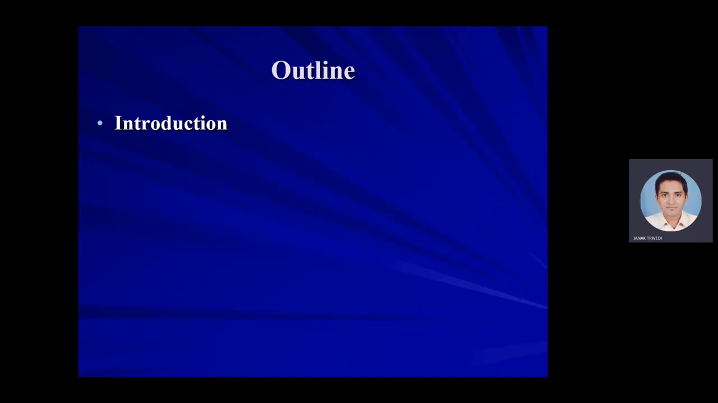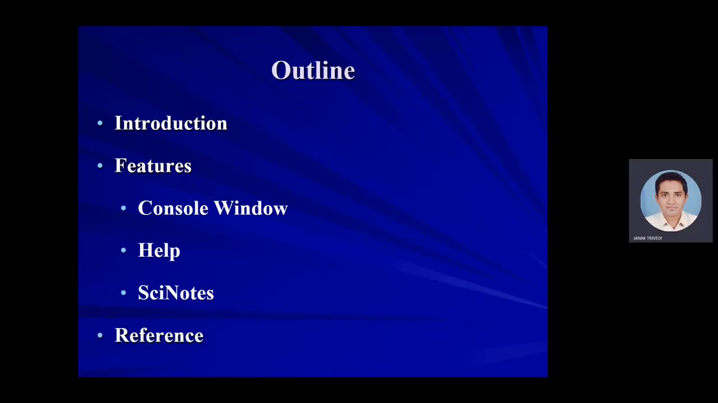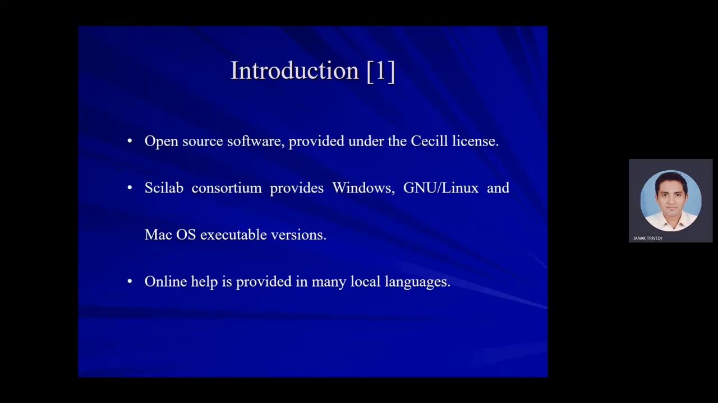The outline of this presentation is Introduction, then Features, Console Window, Help, SciNotes and References. Introduction: open source software. Scilab is an open source software that is provided under the Scilab license. The Scilab Consortium provides Windows, GNU/Linux, and Mac OS executable versions. Online help is provided in many languages. You can search on scilab.org and find all the documentation and the download-related executable files.